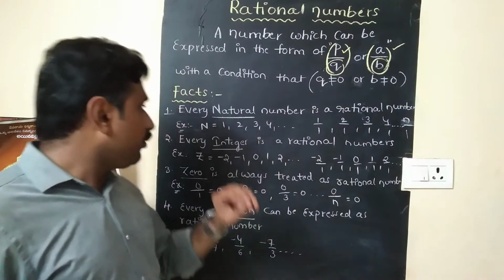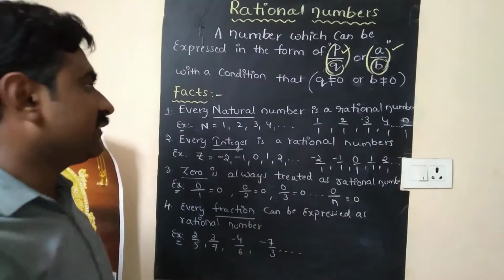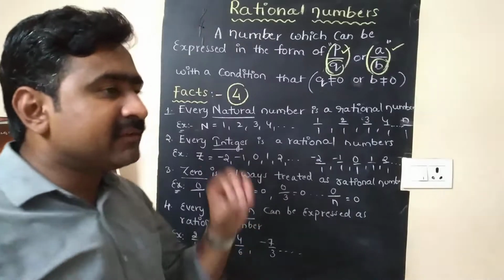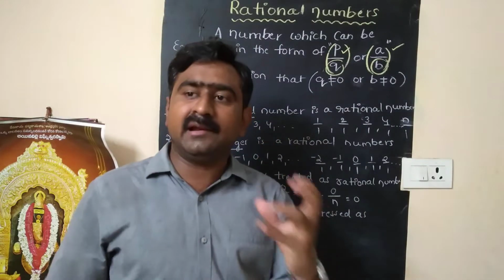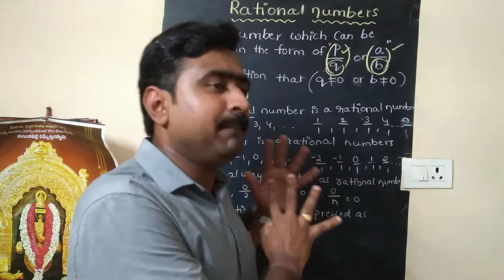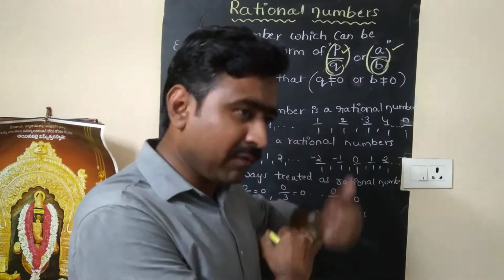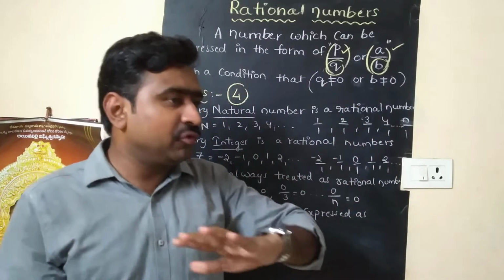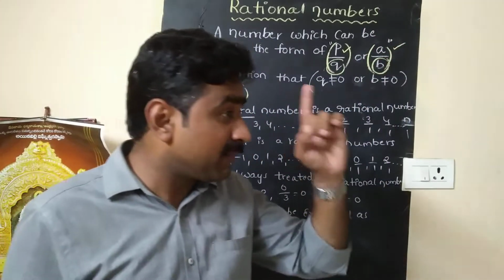Now the next topic we are going to discuss is some important facts. Totally, we are going to discuss 4 important facts that are related to rational numbers. Okay, got it or not? The first part we discussed was the meaning, definition, structure, and how we represent it with a condition. What is the condition? That the denominator part should not be equal to 0. That is, q should not be equal to 0 and b should not be equal to 0. So remember that point in your mind.